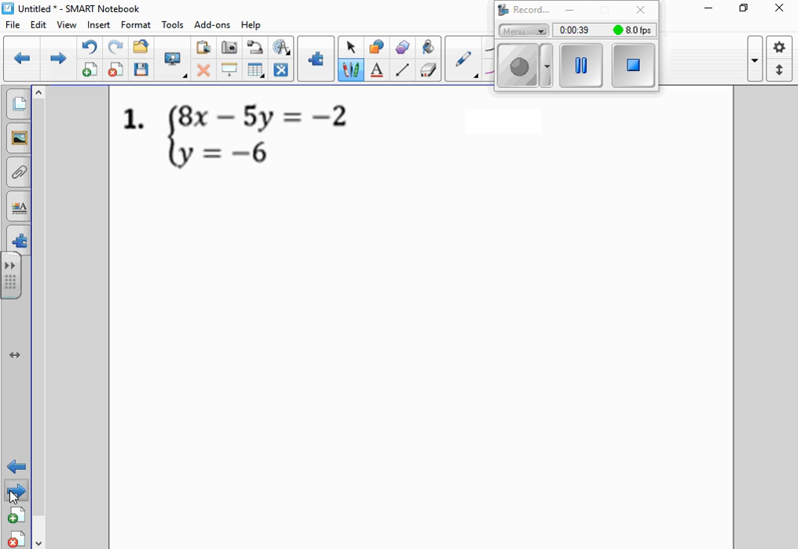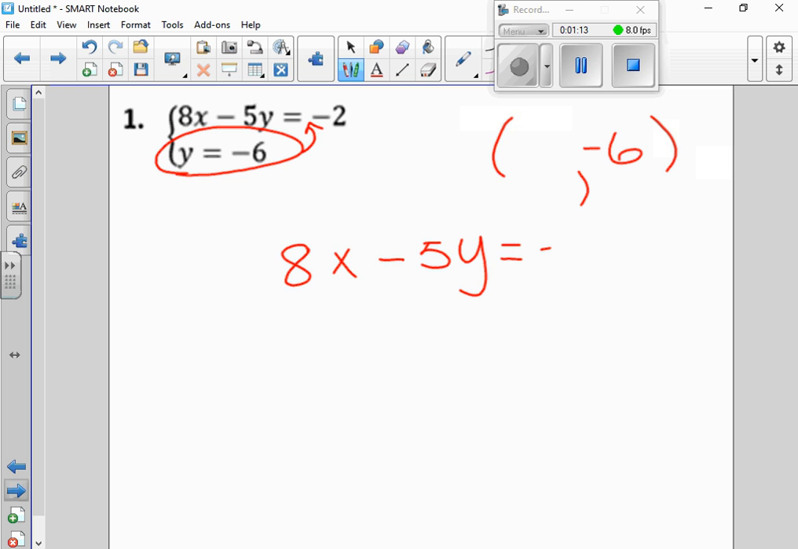The first one is easy because we already have one where the y variable is by itself and it says y equals -6. So technically this one is really easy also because we already have one of our ordered pair there. We have the y value is -6. So all we really need to solve for right now is x. To solve for x, you take where y equals -6 and plug it into the first equation where you see y. So you have 8x minus 5y equals -2. And now plug in the -6 where you see y.